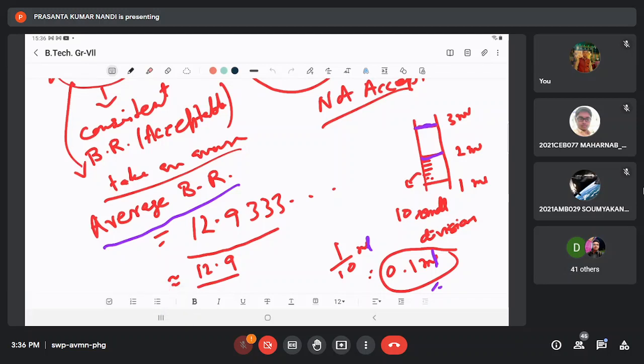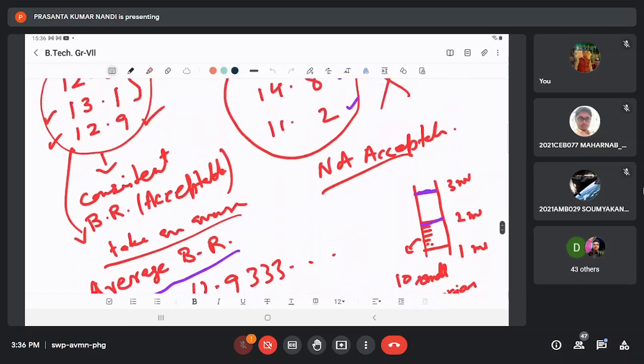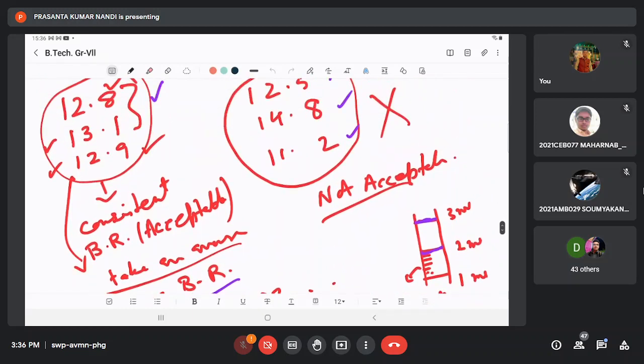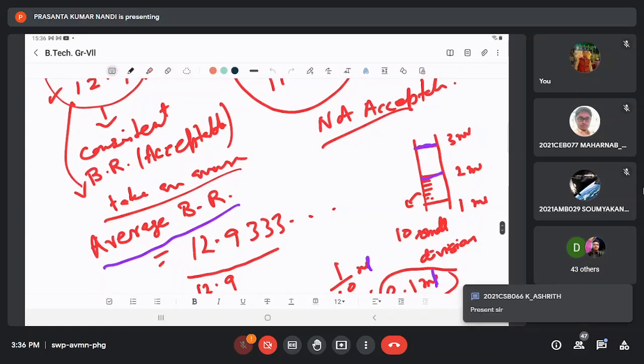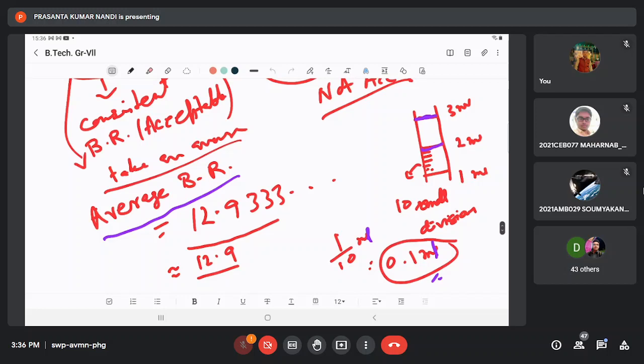So whenever you take these three burette readings and take their average, it is right that all three readings are consistent. But when you take the average, the figure comes out like this. Don't report it in this form. Rather, approximate it to the first place of decimal, that is 12.9, because the maximum accuracy that you can report in a burette reading is not more than 0.1 mm.